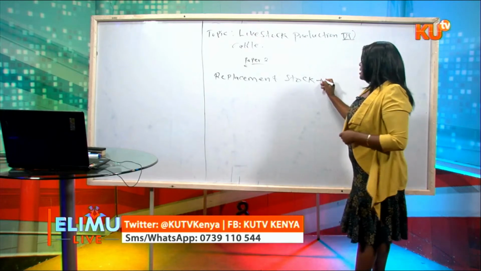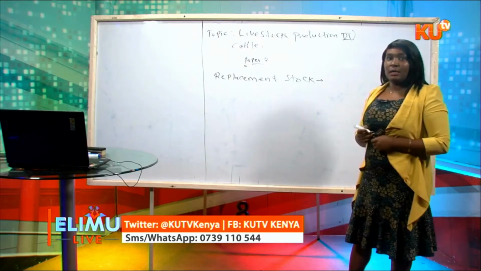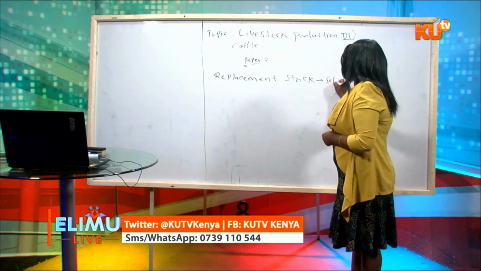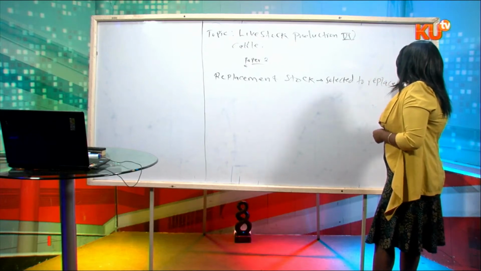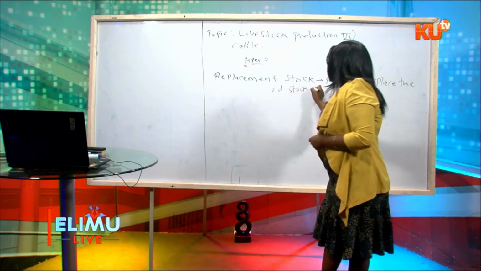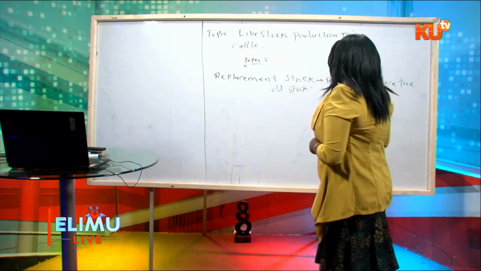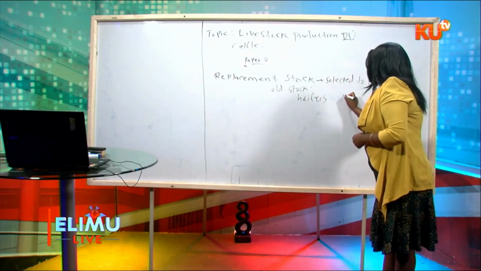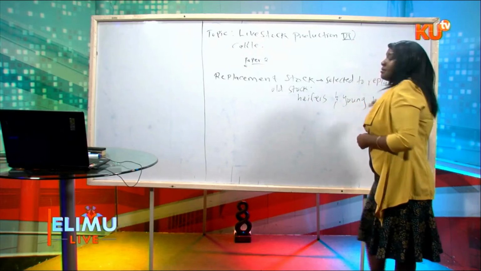Replacement stock, these are animals that have been selected according to the Form 3 book, whatever we learned in Form 3, the animals that have been selected to replace the old stock. These animals, in this case, because we are dealing with cattle, we are referring to the heifers and the bulls. That is the young bulls.